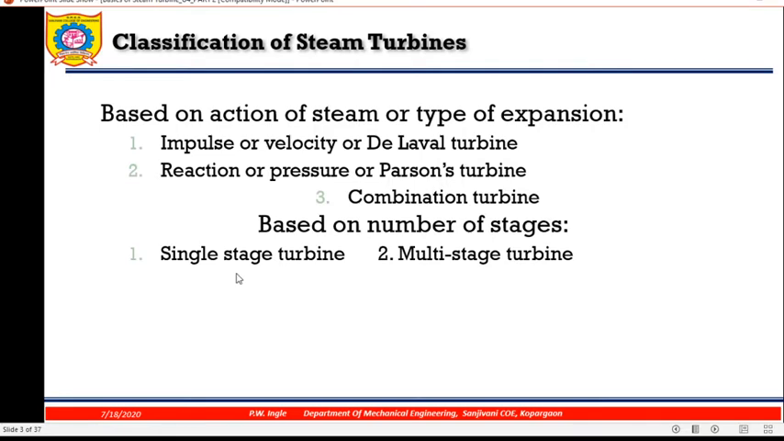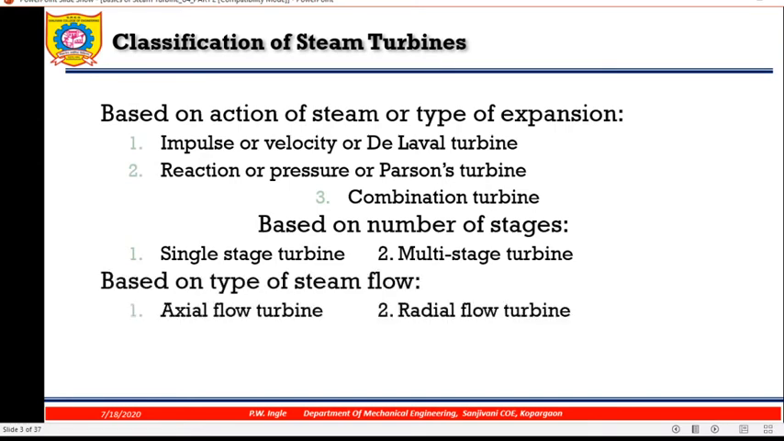Then based on the number of stages, it may be single stage or multi-stage. Normally we do not use any single stage turbine; we use it as a laboratory experiment only. But we have to go for multi-stage turbine. This multi-staging is nothing but compounding of steam turbine, which we will discuss later. Now again, based on the type of steam flow, it is classified as axial flow turbine and radial flow turbine.